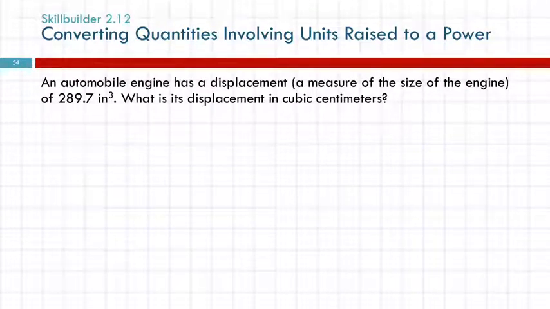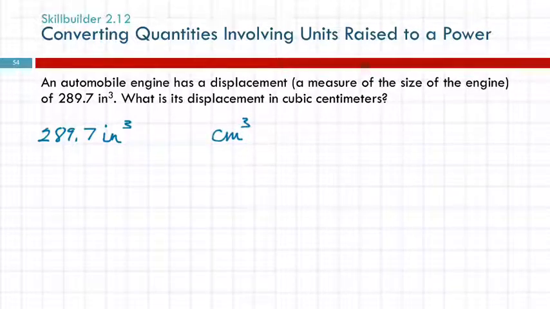An automobile engine has a displacement of 289.7 cubic inches. What is its displacement in cubic centimeters? Well, following dimensional analysis, we're going to write down the number 289.7 with its unit. And that's the only number in there. And then we look for the question. The question word is what? What is its displacement in cubic centimeters? So we are asked to find cubic centimeters. We are here, we want to get there.